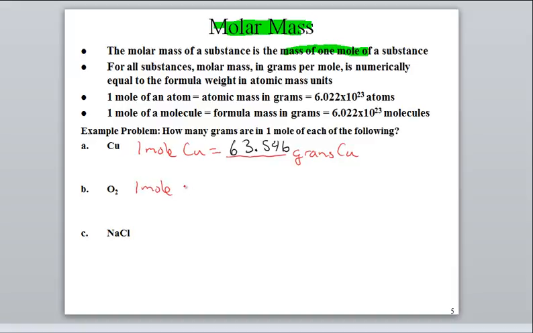Okay, let's go ahead and pause the video, and I want you to figure out the mass of 1 mole of O2. So how many grams of O2 would that be? And what if I had 1 mole of an ionic compound, sodium chloride? What would that mass be of sodium chloride units? So go ahead and pause the video. Unpause when you're ready.